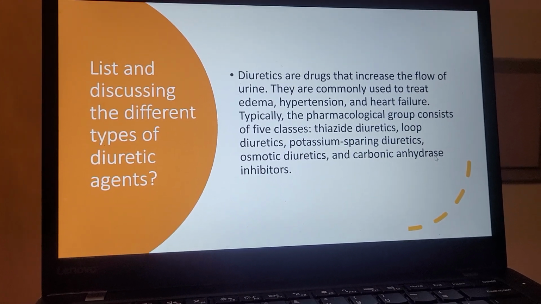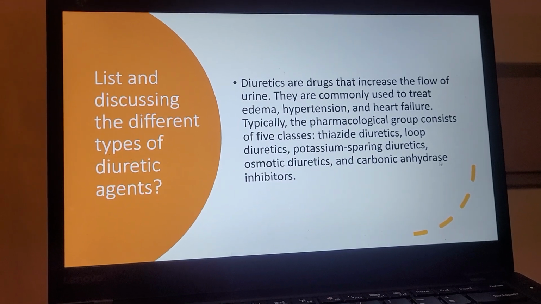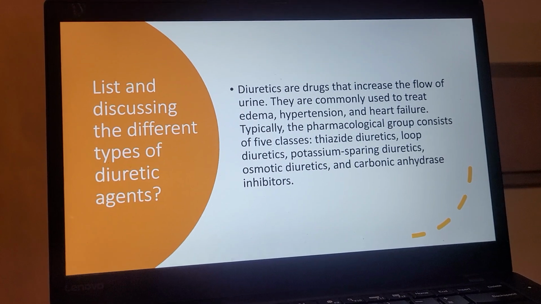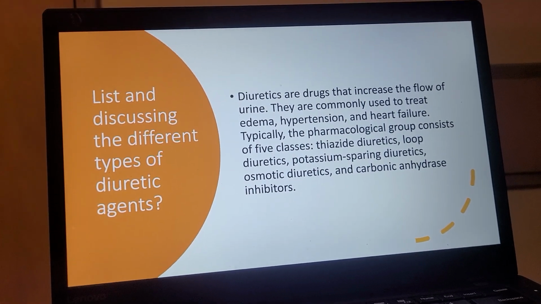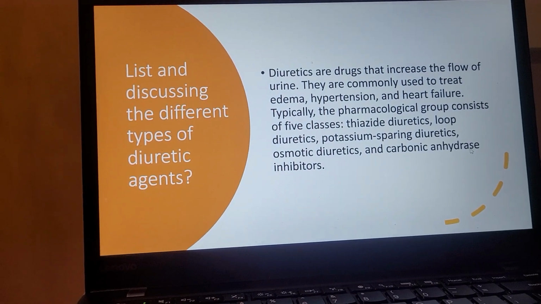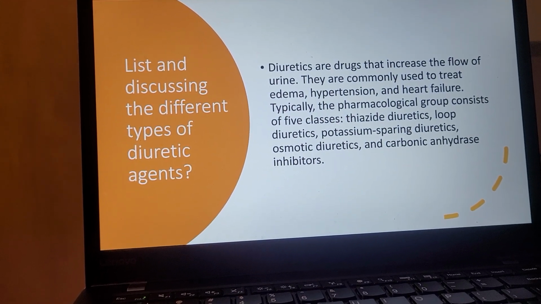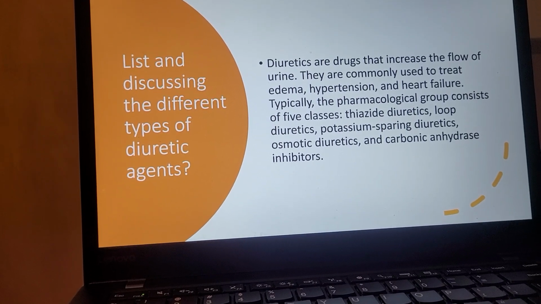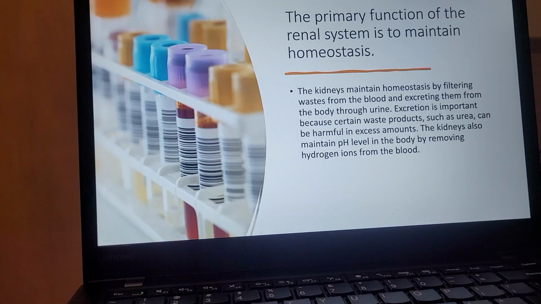Now, some of those medications are also used, like they say in there, for hypertension, for people who have high blood pressure or heart failure or inflammation. So that will help with the inflammation and also decrease the pressure on the heart and the blood vessels when a patient has high blood pressure.